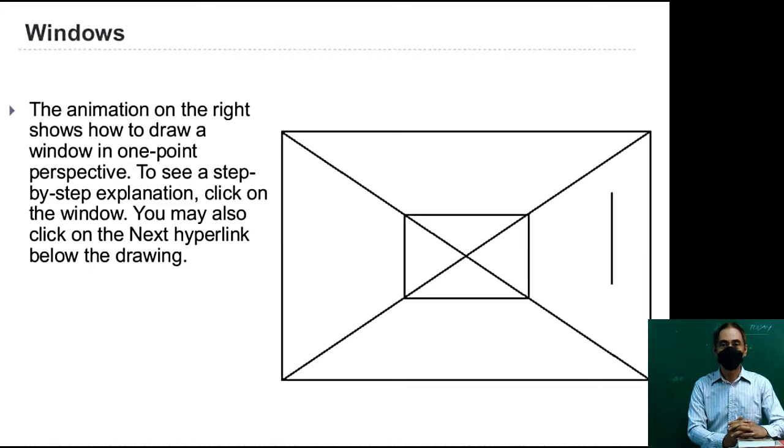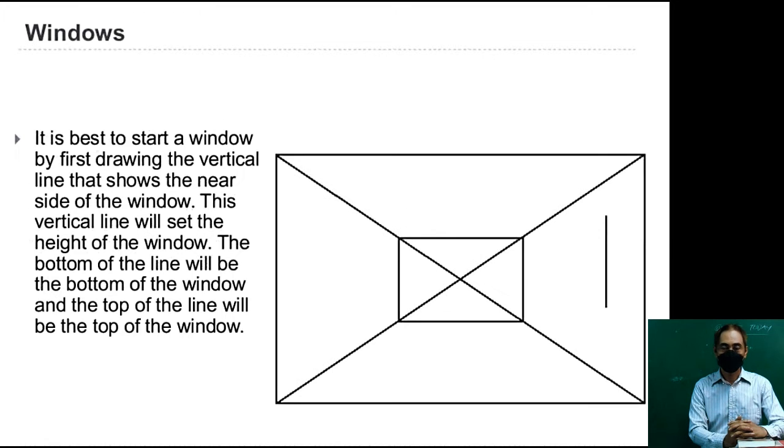Okay, the animation on the right shows how to draw a window in one-point perspective. To see a step-by-step explanation, click on the window and the hyperlink. It is best to start a window by first drawing the vertical line that shows the near side of the window. This vertical line will set the height of the window.